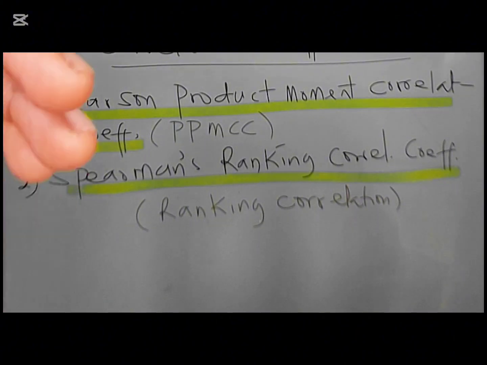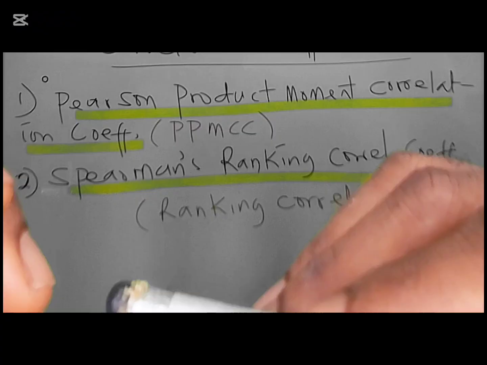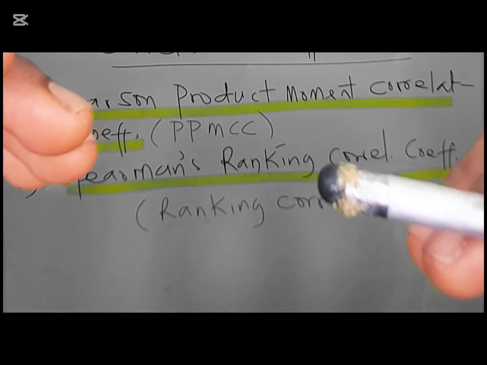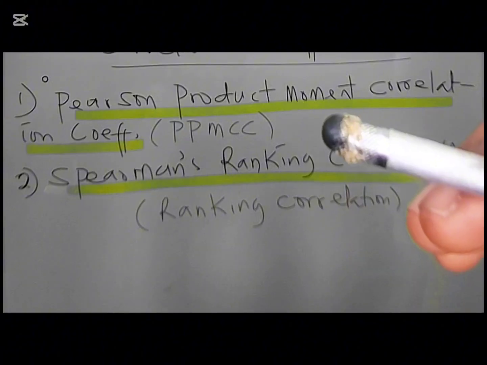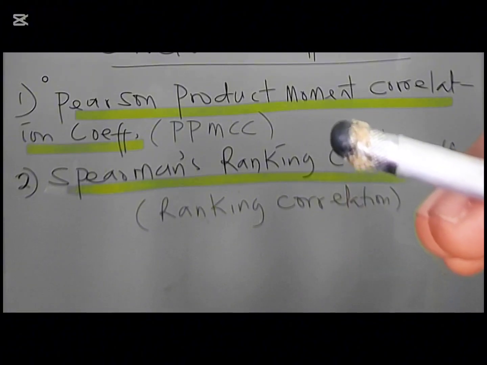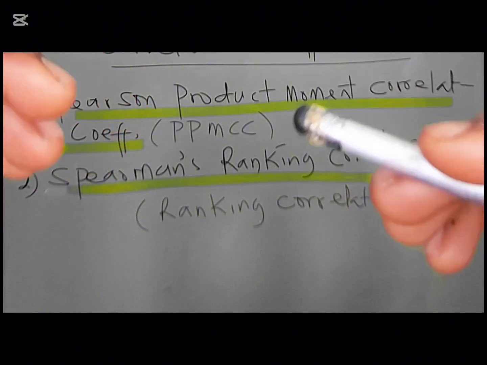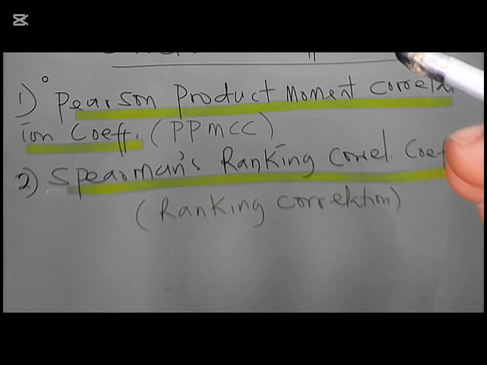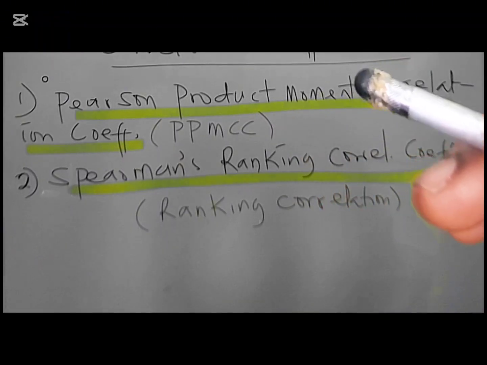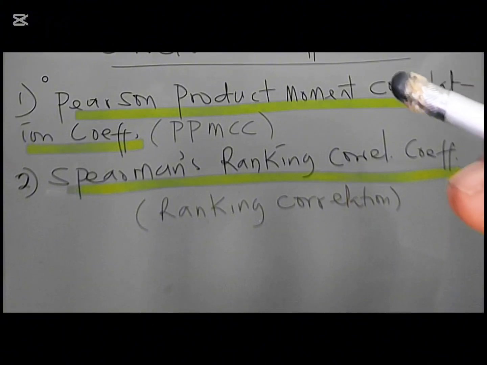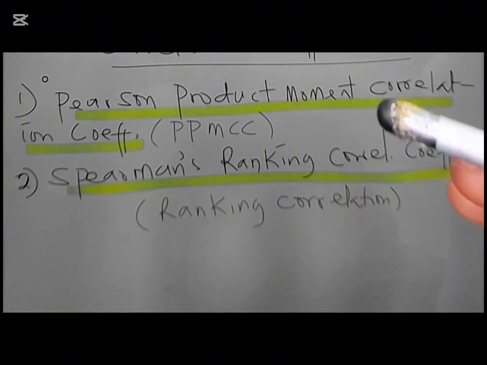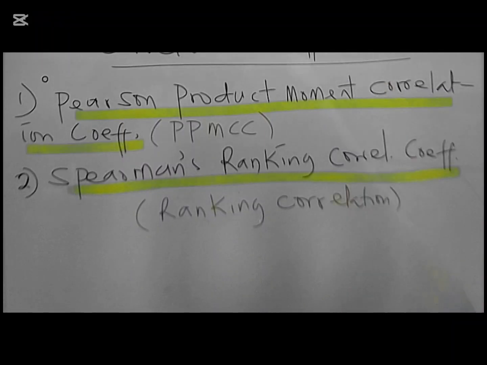we have a formula for it. That means each of them has its own formula, okay. So if I'm asked to find Pearson product moment correlation, I have to use the formula for Pearson product moment correlation. And if I'm asked to calculate Spearman's ranking correlation, I have to use the formula for Spearman's ranking correlation. But sometimes the method might not be specific.